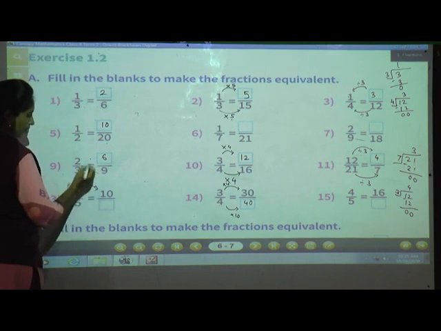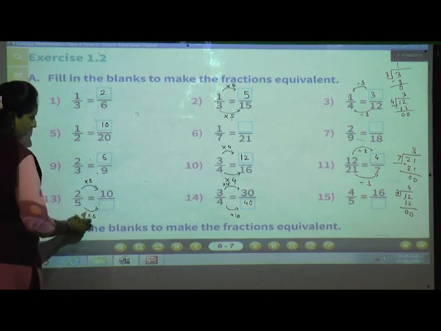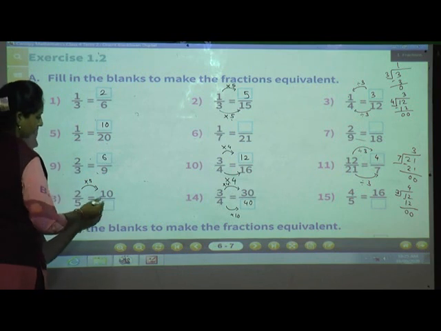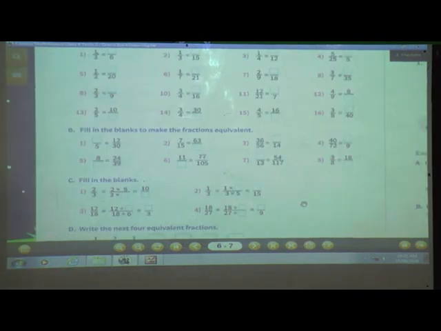See the 13th one. 2 multiplied by 5. 2 5s are 10. So here also multiplied by 5. Same number, numerator and denominator should take same number. So 5 5s are 25. Clear? Understood? Yes. Now we will solve B question.